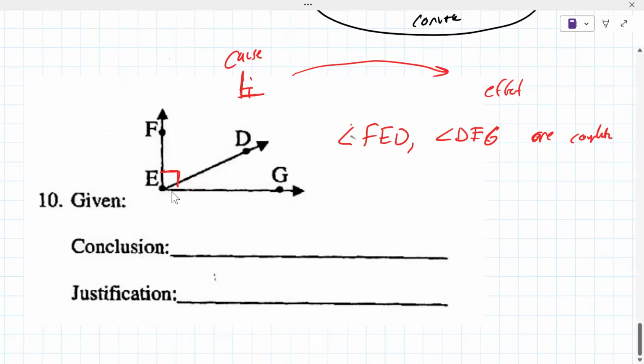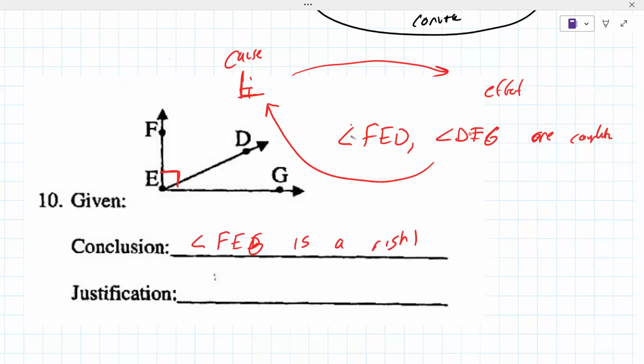So what I'm suggesting here is that there's some missing information. You're supposed to have been told somewhere that these angles are complementary, which leads to angle FEG being a right angle. So if it is a right angle, then we know that they're complementary. I'm saying that we're supposed to assume that they're complementary.